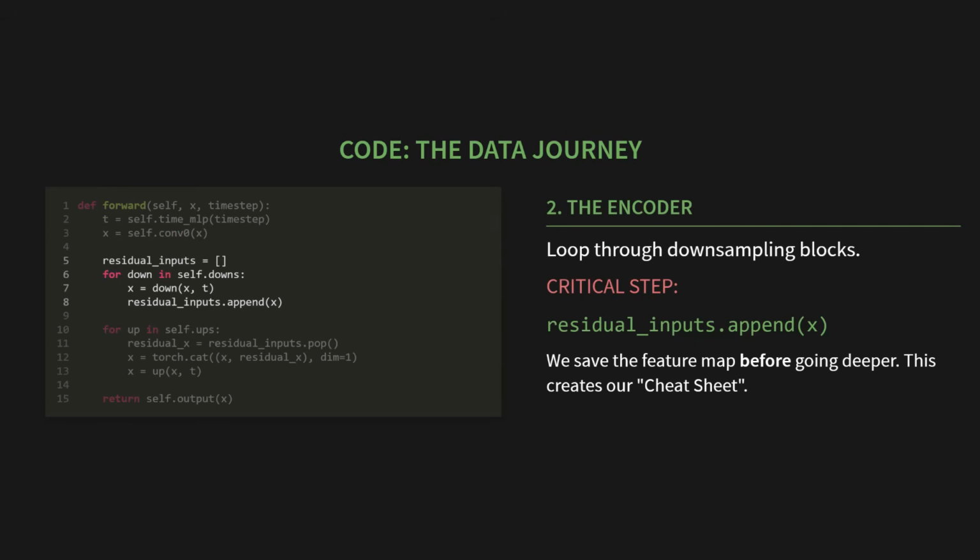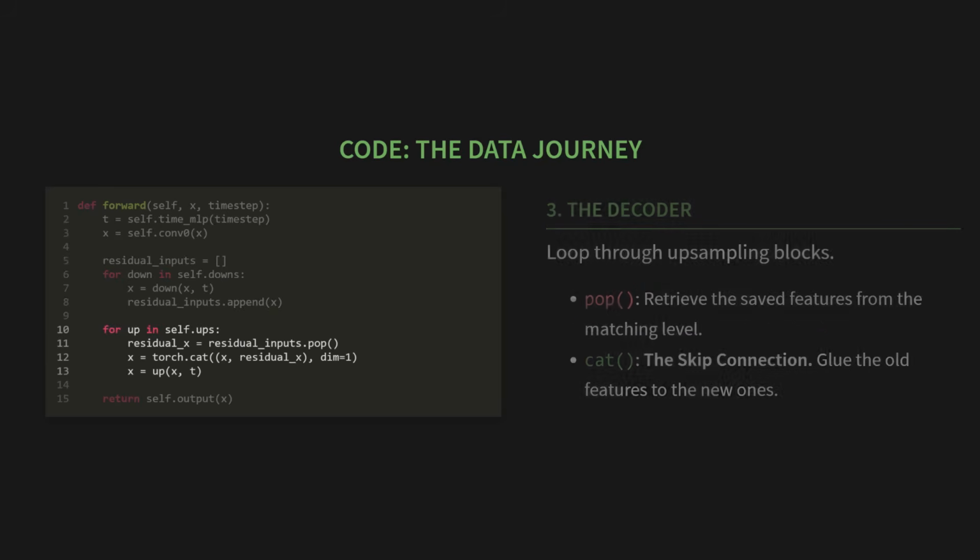Next, the encoder. We loop through a series of downsampling blocks. And here is the critical step of the encoder: residual_info.append(x). With every step we take down the U, we save the output. We append it to this list. This list, residual_info, is our cheat sheet.